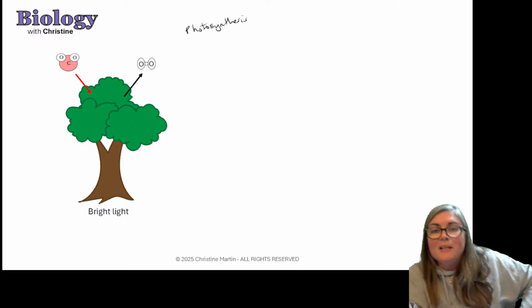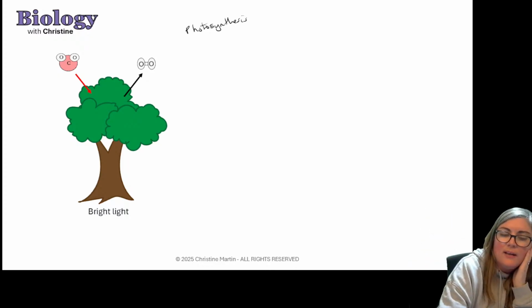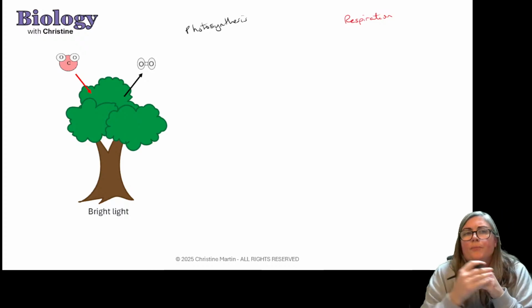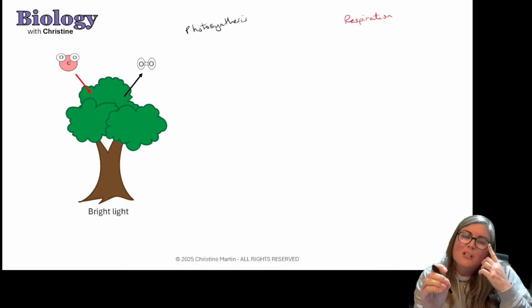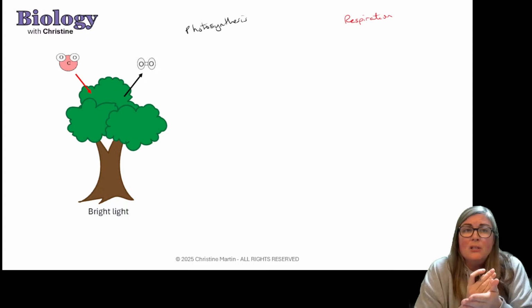So again, I'm slowing myself down. Thank you. Photosynthesis. Hannah, you've jumped in here. Nice. And you've said respiration, but we've not been talking about respiration right now. So we're not talking about respiration. I'm talking about photosynthesis, but you said respiration. Does that mean you're wrong? No, it doesn't. It does not mean you're wrong.